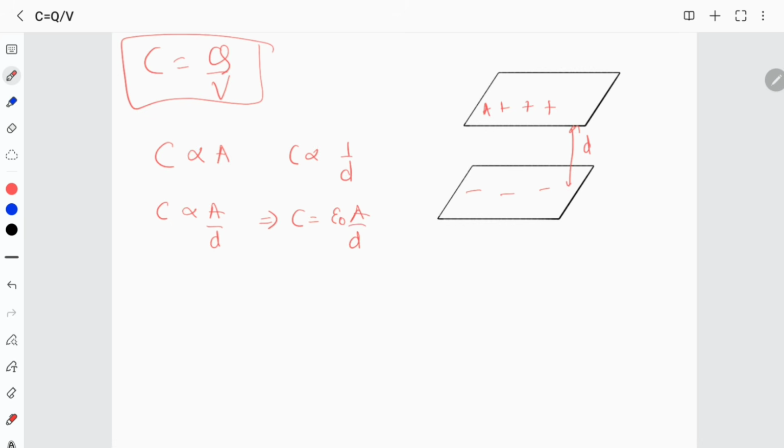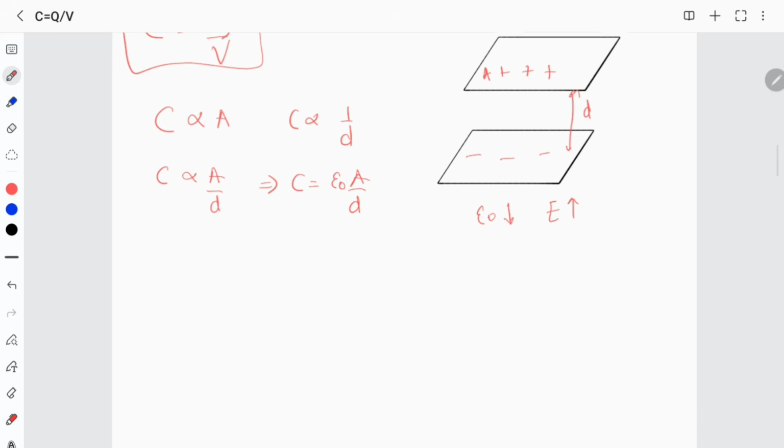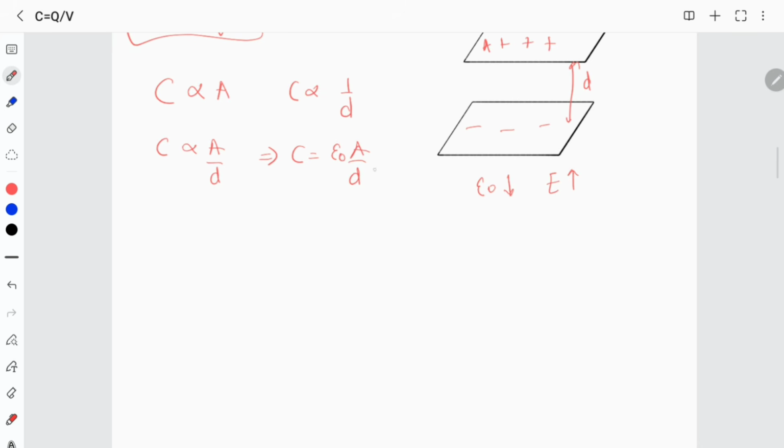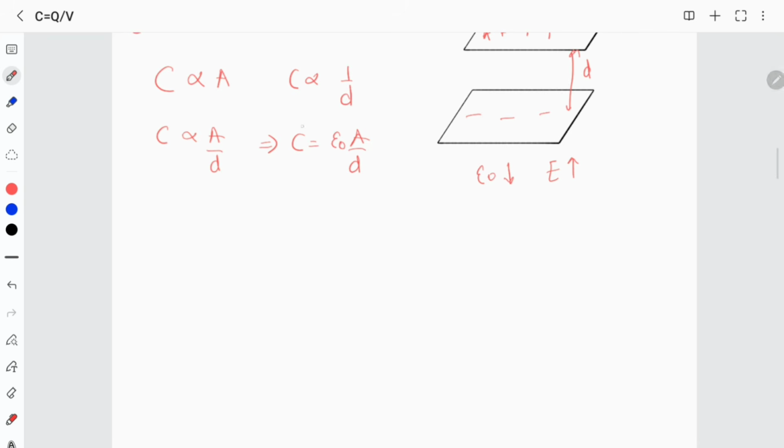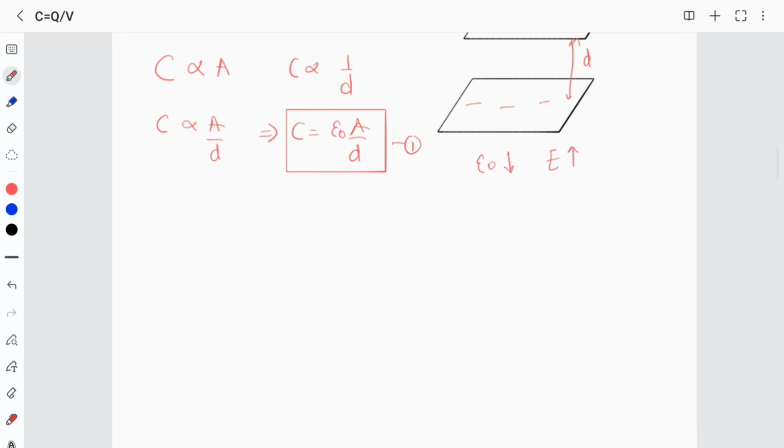Permittivity. Permittivity is how fast my electric fields can travel through a medium. So if my permittivity is less, my electric field increases. Okay. And this naught over here is dedicated to air or vacuum. So that is permittivity of free space. Now I will note this formula as equation 1.